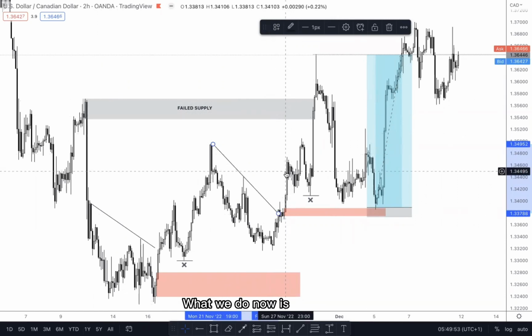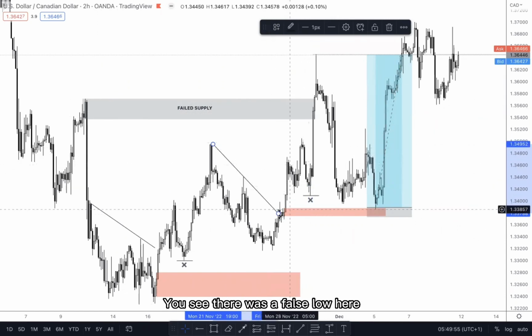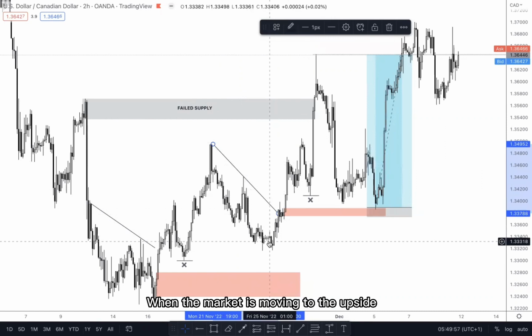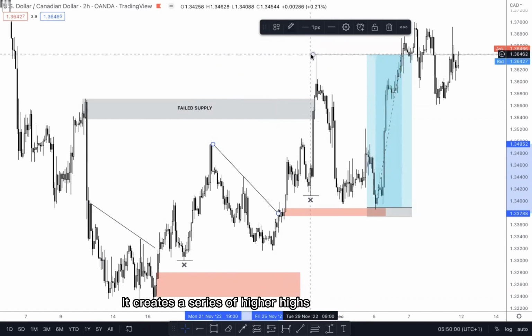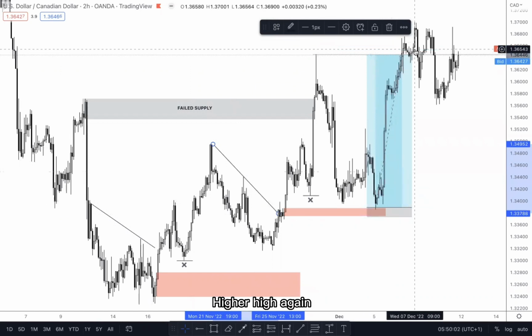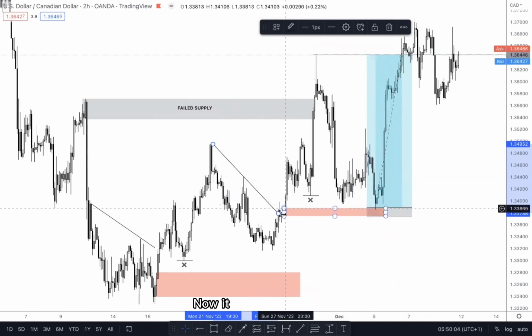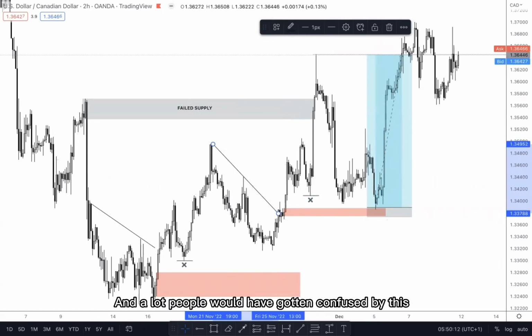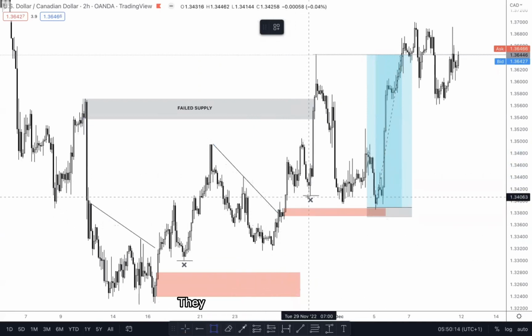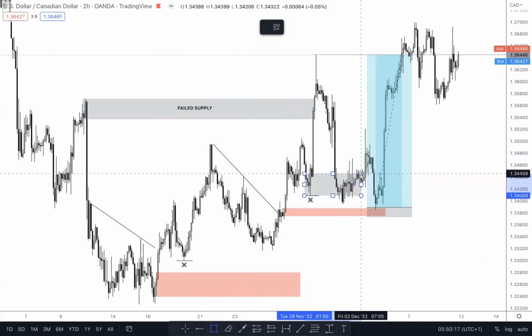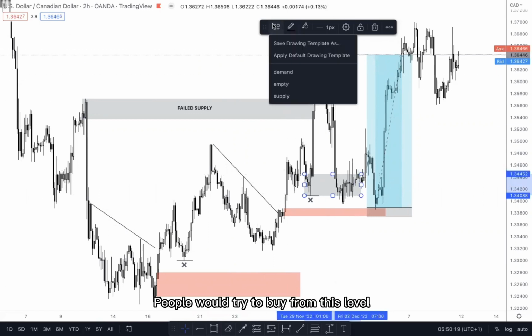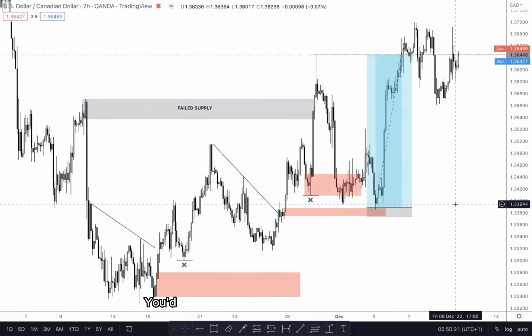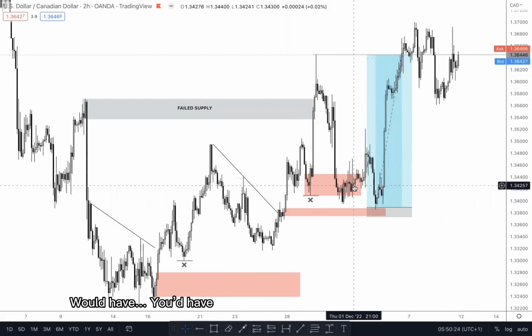This just tells us that it's a strong demand level. So what we do now is after you see there was a false low here, because when the market is moving to the upside, it creates a series of higher highs and higher lows, then another higher high again. That is the way the market works. So now it created this false higher low on the lower time frame. And a lot of people would have gotten confused by this. And maybe when the market is making a pullback, they try to buy from this level. You see, a lot of people will try to buy from this level. And if you did that, you would have gotten violated. Your stop loss would have been taken out and you would have lost some money.